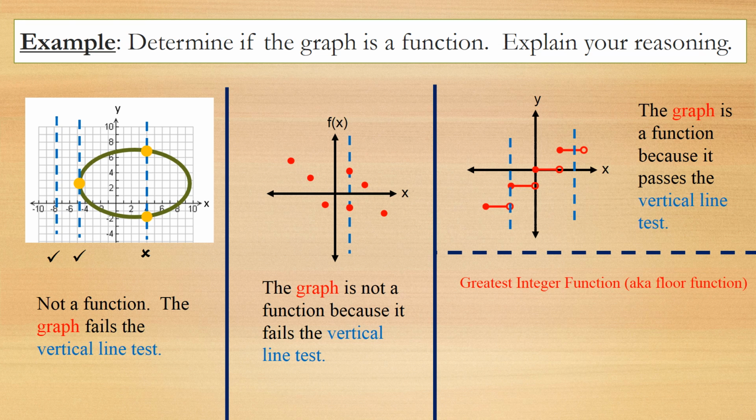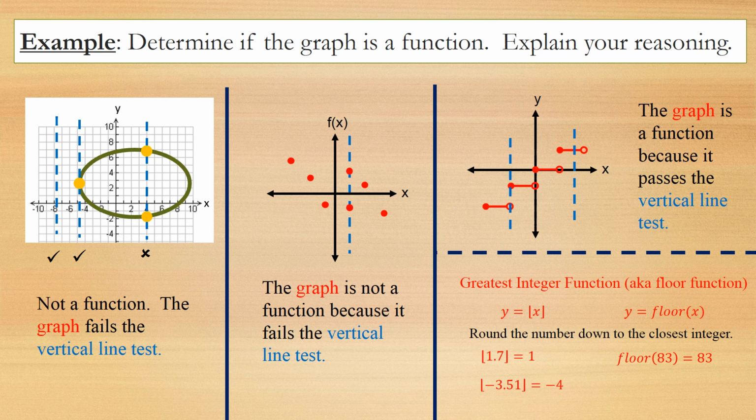Just a little bit more information about the greatest integer function, aka the floor function. Here are the ways you can express it. And the rule just says that you're going to round the number down to the closest integer. Floor of 1.7 is 1. Floor of 83 would be 83. If you have a negative 3.51, the greatest integer is negative 4.